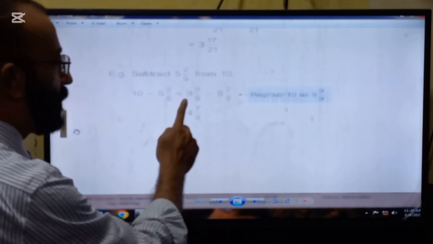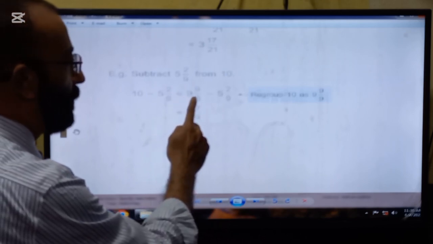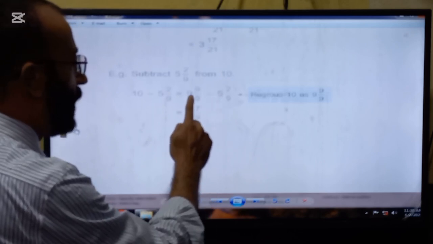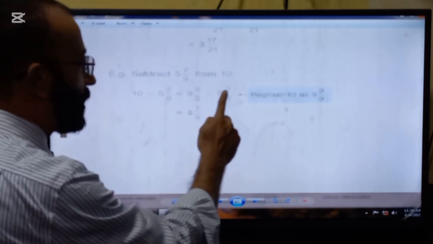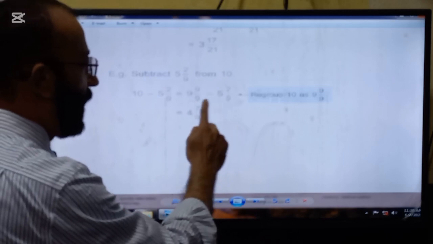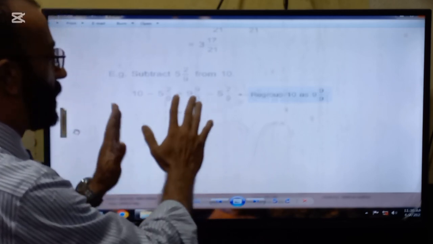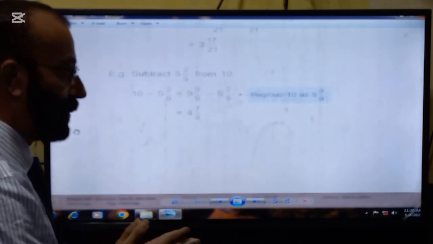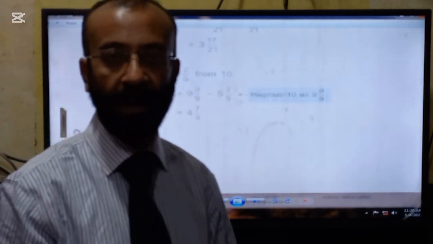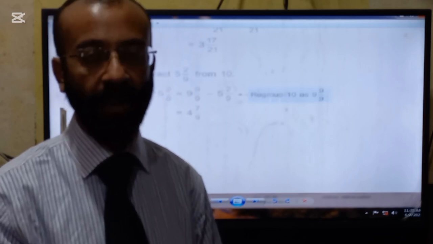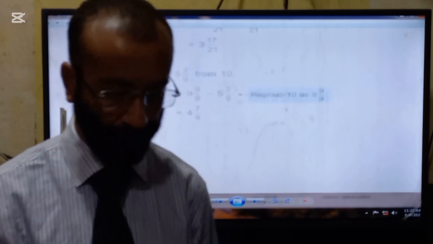So the next step will be, we will subtract the whole number with the whole number. So 9 minus 5 will be 4. Now numerators, 9 minus 2 will be 7, and this 9 will remain as it is. So this is the answer of this question. This is the first method. Now we will solve the same question with the other method, that is the direct method.